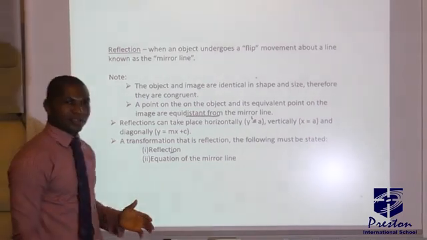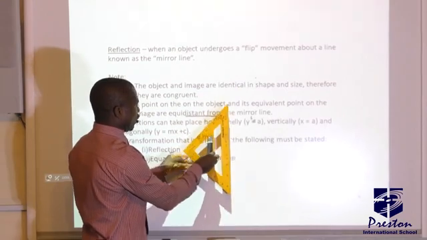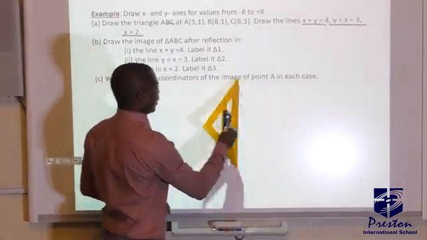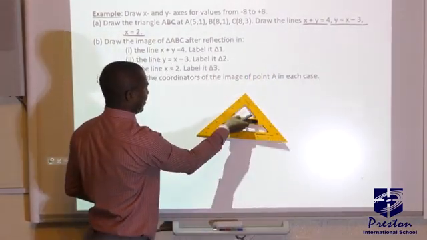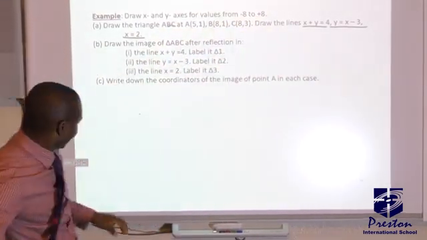Now, reflection is just a flip movement. That is when you flip across a line. Take for instance, if I have this, I can just flip to this point. That's reflection. I can have it like this, then flip upward like that. That's reflection.